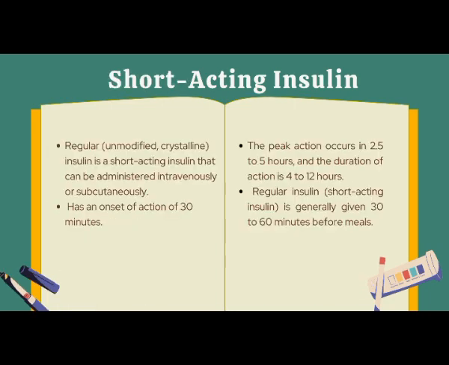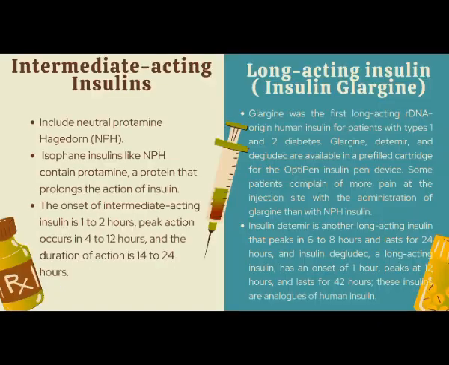Short-acting insulin. Regular insulin is a short-acting insulin that can be administered intravenously or subcutaneously, has an onset of action of 30 minutes. The peak action occurs in 2.5 to 5 hours and the duration of action is 4 to 12 hours. Regular insulin is generally given 30 to 60 minutes before meals. Intermediate-acting insulins include neutral protamine Hagedorn.